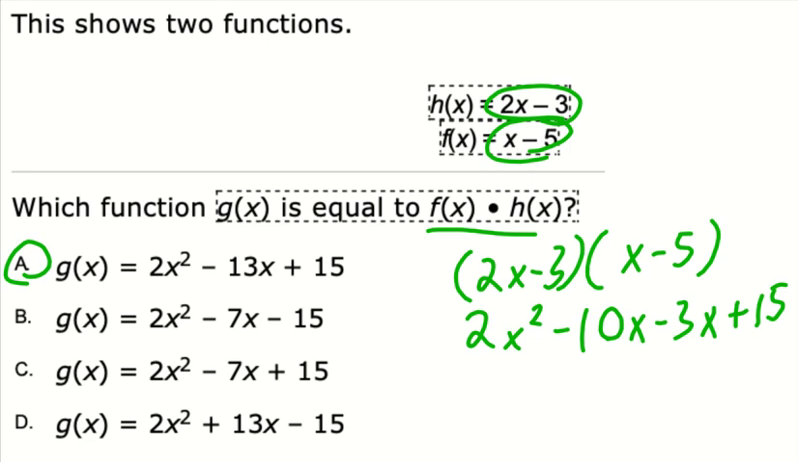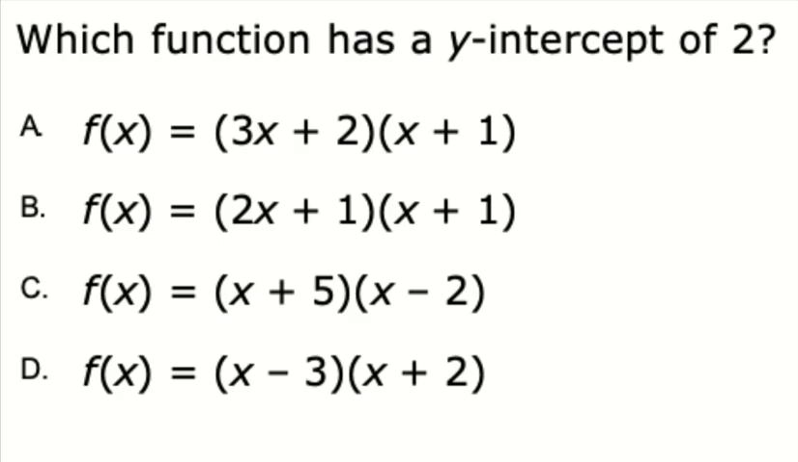So, any questions on that? We know the one that has a y-intercept of 2.